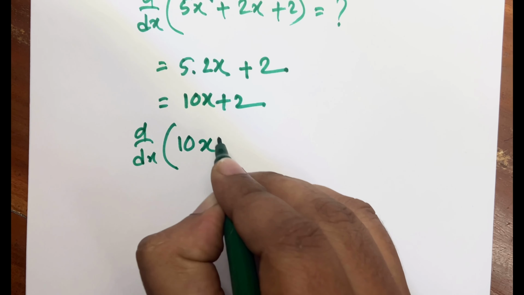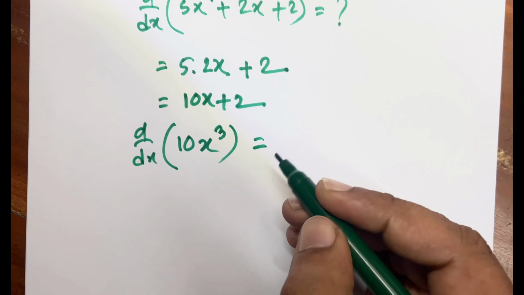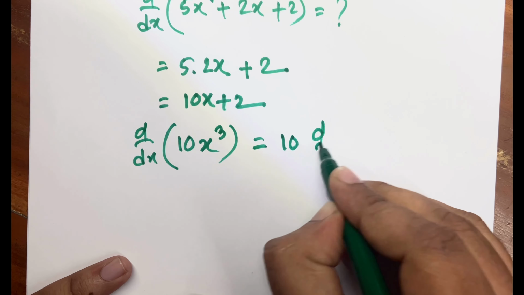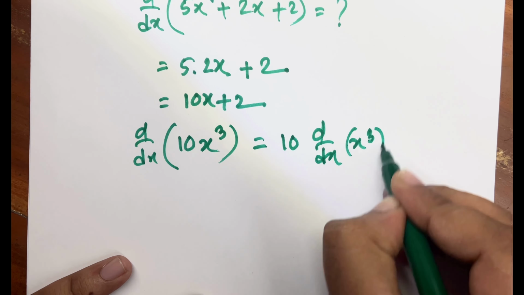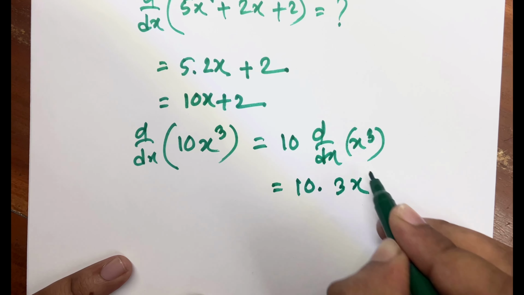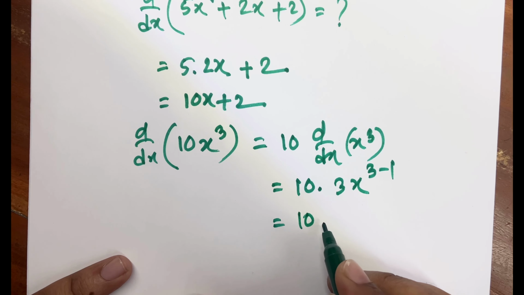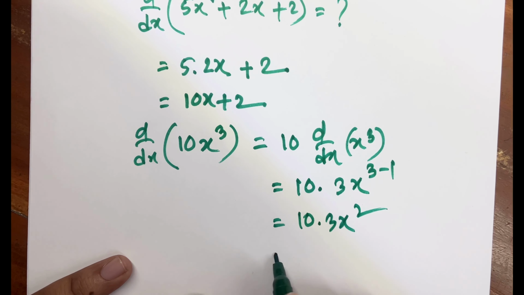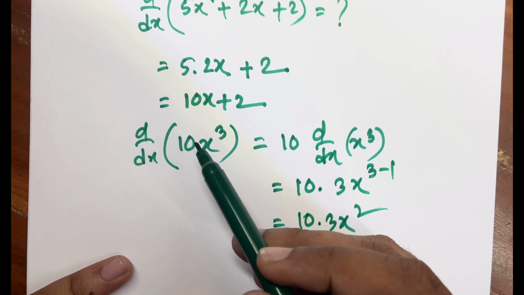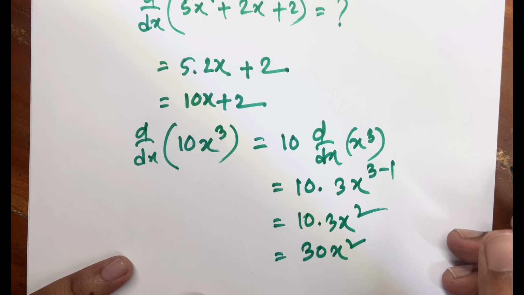And I say again d/dx of 10x to the power 3. So what is the value of d/dx of 10x cubed? 10 is constant and d/dx of x cubed. So n x to the power n minus 1, now I can say 10 times 3x squared. So 10 multiplied by 3 is 30x squared. So if you take d/dx of 10x cubed, you find 30x squared.